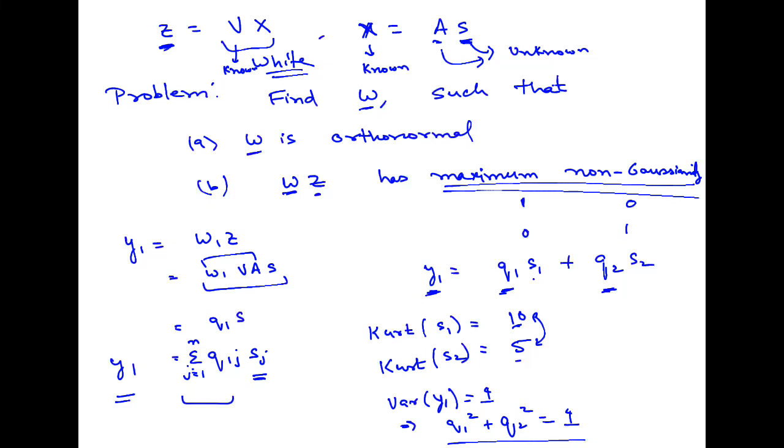Like in that case, I said the aim is that we get y1 to be S1. But if, for example, kurtosis of S2 was 10 and kurtosis of S1 was 5, then it would imply that y1 will be S2. But that was not our objective initially. How will it map? No, our objective is to separate them.